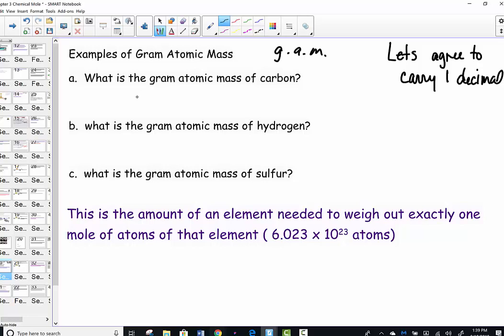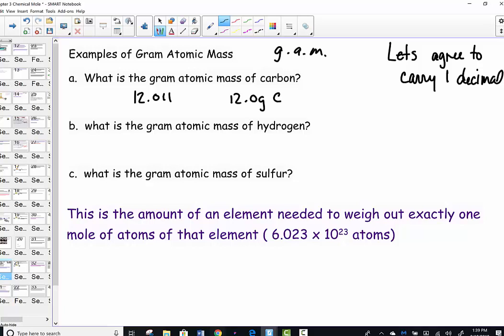So for instance, when you found carbon on the periodic table, in the box it said 12.011. If we carry just 1 decimal, I would weigh out 12.0 grams of the element carbon to have exactly 1 mole of carbon, which is the same as saying 6.02 times 10 to the 23rd atoms of carbon. So for carbon, 12.011 was the mass number I found, and that's what I'm carrying to 1 decimal.